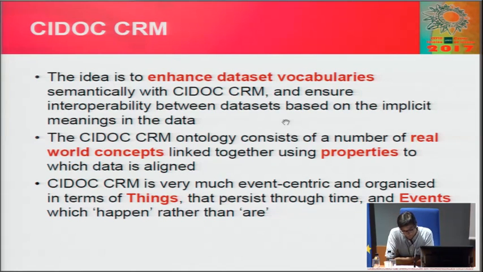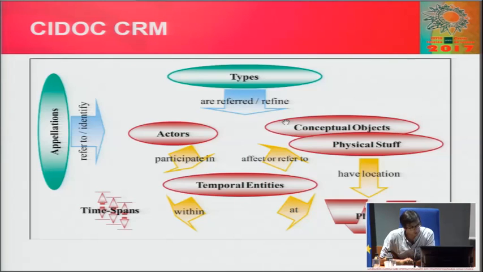And another thing to point out is that CIDOC is a very event-centric ontology, so it has a real focus on events. So events which lead to the creation of an object, or events around its curation or its annotation. But generally it's organized to an upper level. It's organized in terms of things that persist through time and events which happen rather than are. So here there's a bird's eye view of the CIDOC CRM ontology itself.